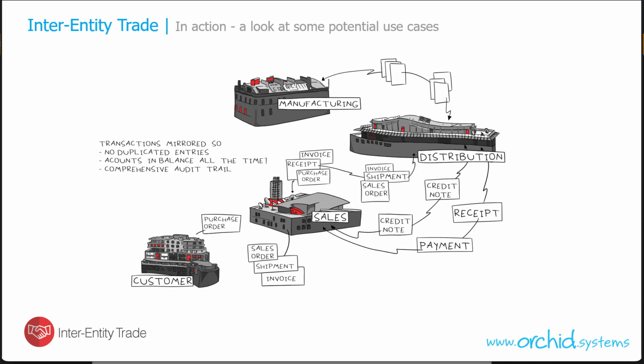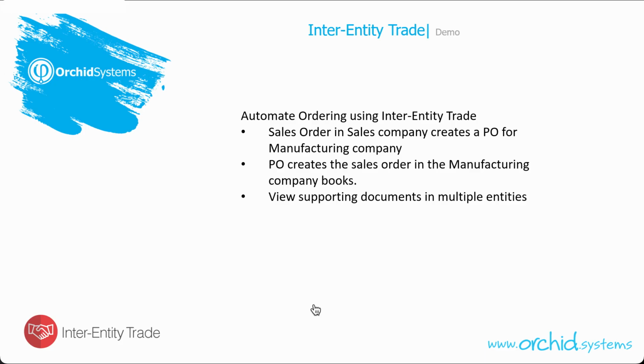So some of the examples are in a situation where you have a manufacturing company and a distribution company and a sales company, and they all buy and sell from each other. And ultimately, you start off with a purchase order from a customer. So you would create a sales order in your sales company, which triggers a purchase order for the distribution company, etc. And I will now hand over to Rob for the presentation.